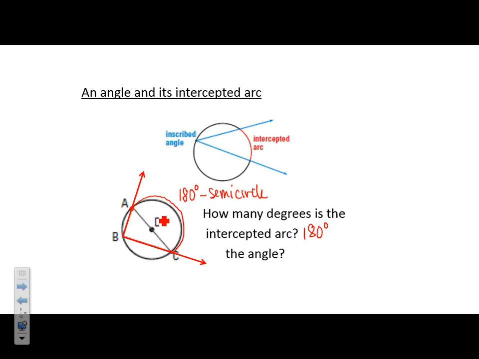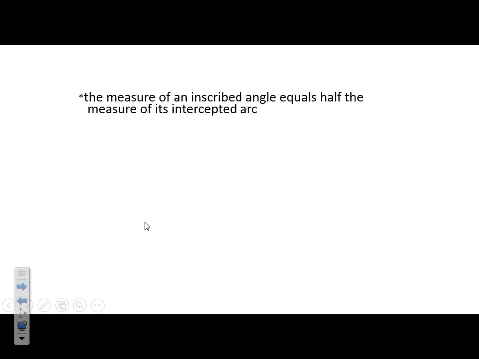Now, what would be the inscribed angle? When I look at this, I'm not really sure, but I do know that it has to be less than 180. And if I use my reasoning skills, I would say that it almost looks like a 90-degree angle or a right angle. But I'm not sure. So let's go ahead and see if we can figure that out based on the formula that we're going to be given. So make sure you have this written down in your notes, that the measure of an inscribed angle equals half the measure of the intercepted arc.